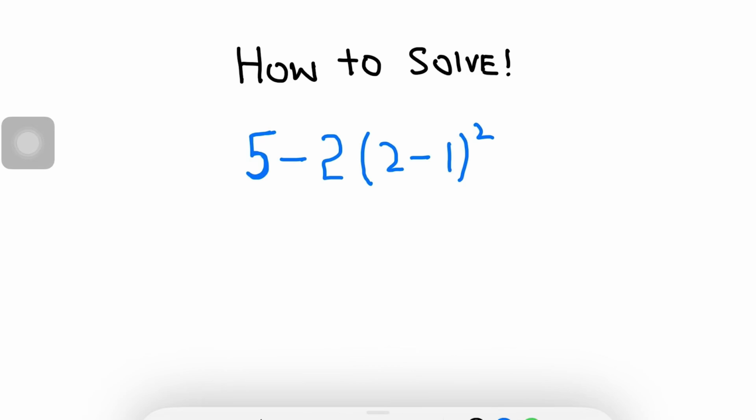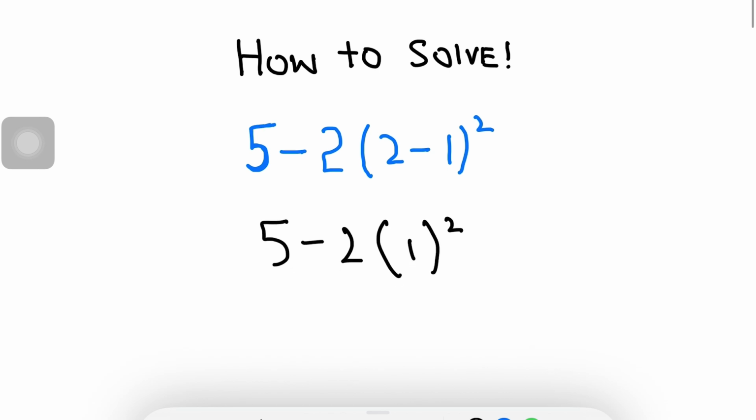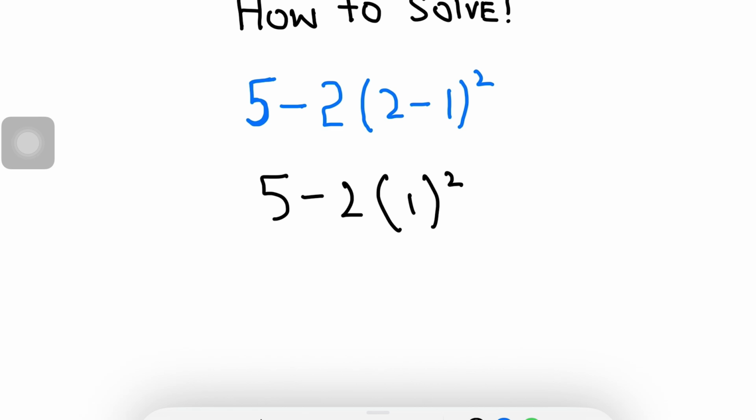In this video, we are discussing the example based on order of operation. So here you can see how to solve this type of question. First of all, we simplify the exponent. So here 5 minus 2, 2 minus 1 is 1 and power 2. So first of all, we simplify inside the round bracket and now we simplify the power.